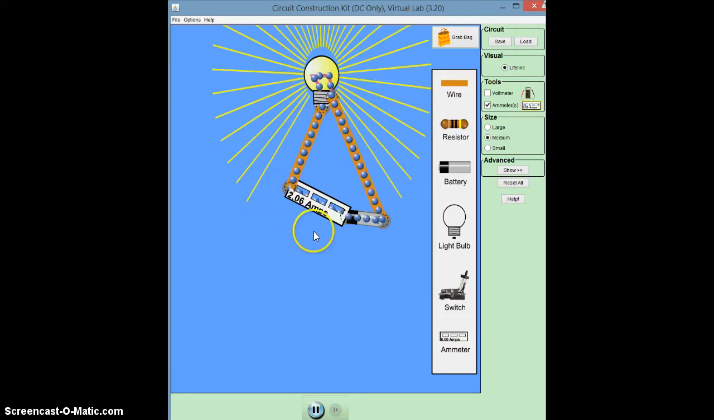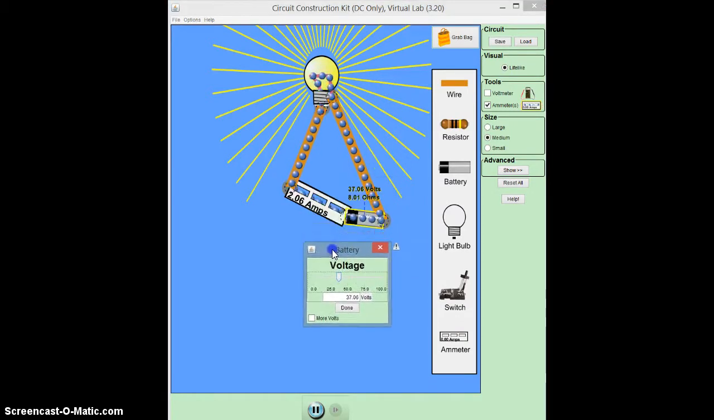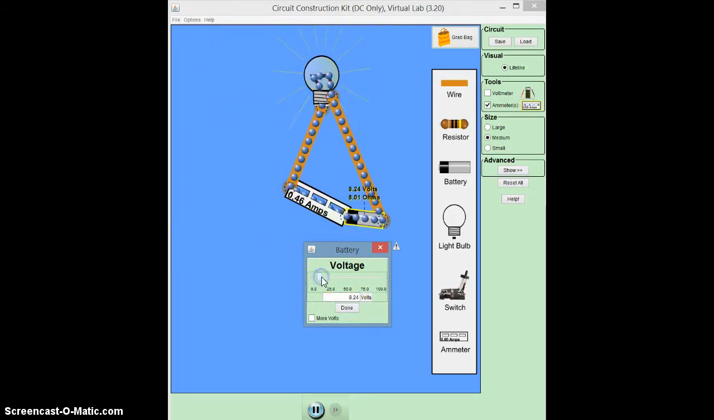There you go. And now what it wants us to do is to make a graph of current versus battery voltage. So I'm just going to right click to choose the voltage. That way you can see the voltage off of here, and you can see the amps up there. I'm just going to decrease the voltage.